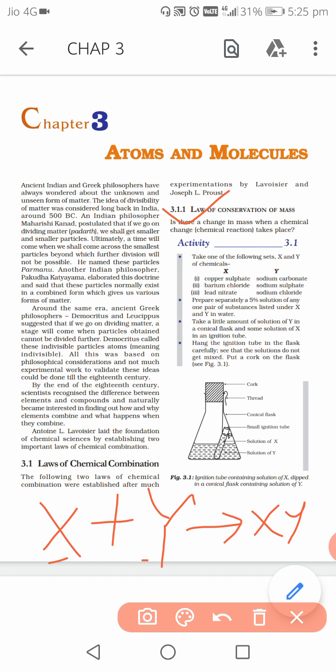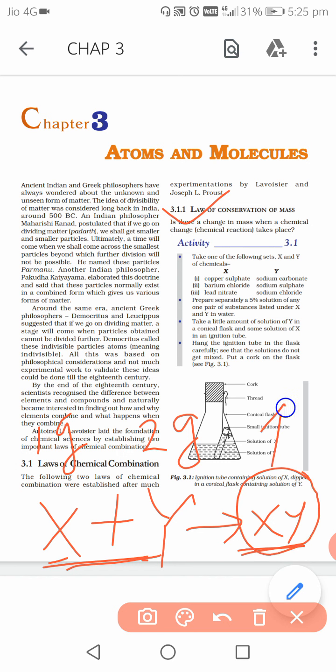Suppose, just as an example, the mass of X is 1 gram and the mass of Y is 2 gram. So what is the total mass? 3 gram. This is called the reactant side, and this is called the product side. In the product side, after forming the product XY, the total mass will obviously be 3 gram. So mass is conserved, meaning it is not going to change. The total mass of reactants will be equal to the total mass of the product. That is said in the law of conservation of mass. I hope it is clear.